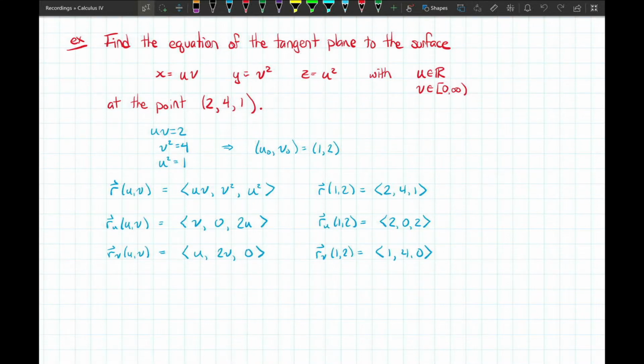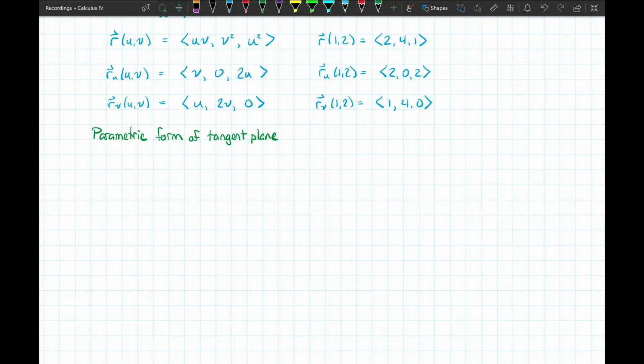Now right off the bat, once we've got two vectors that lie in a plane and we've got a point, we could go ahead and give the parametric form of this tangent plane. For the parametric form, we're going to start off with our given point. That's the point 2, 4, 1. And then we're going to add a linear combination of these two vectors.